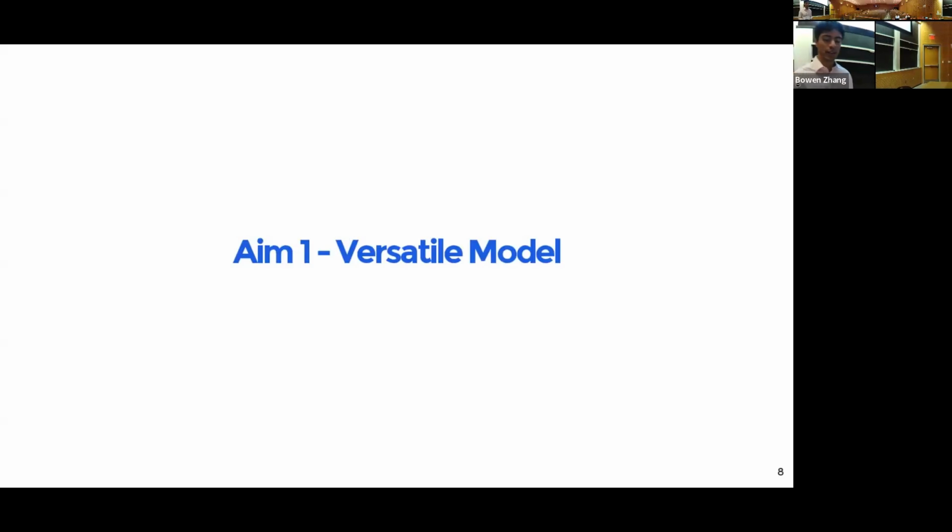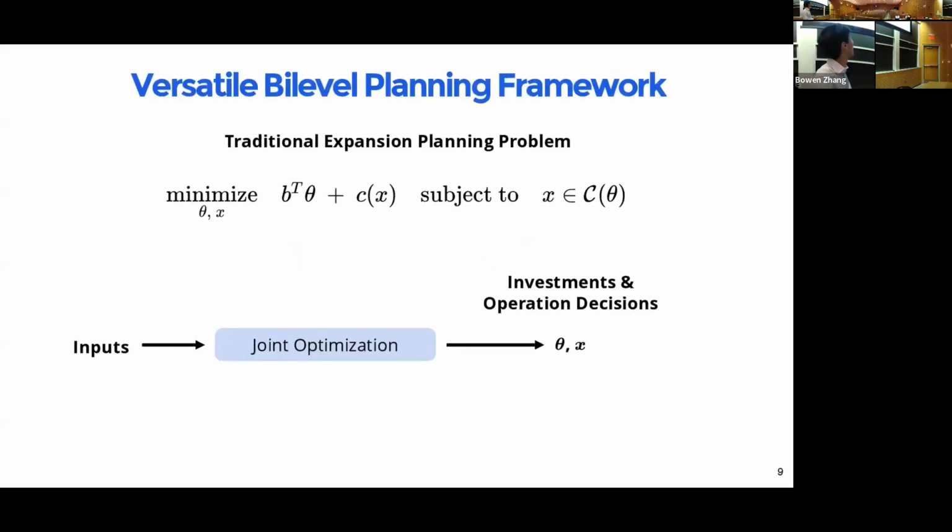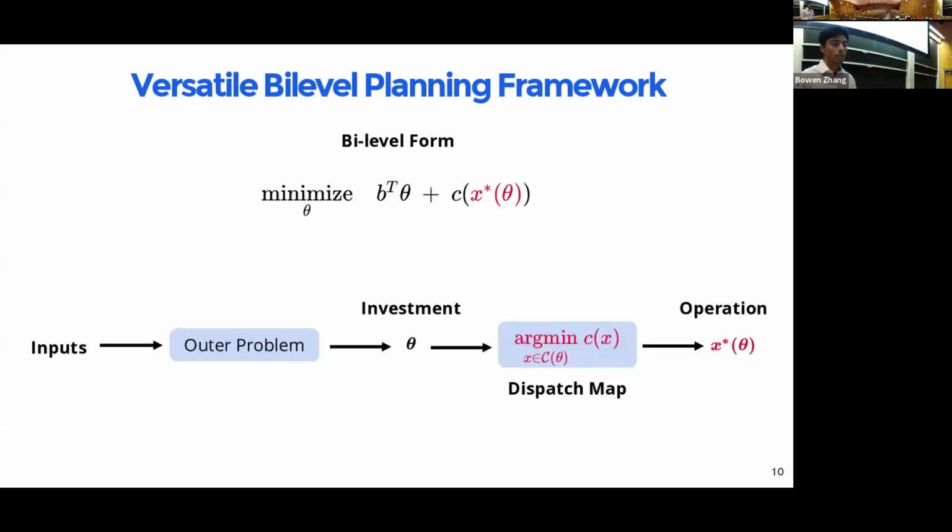Okay, so for this first aim, let's go back to our traditional expansion planning model up here. This is basically just one big joint optimization problem over both investments and operations. But instead, we can decompose this into a two-step decision-making process, where we first choose the investments in our outer optimization problem. And then given those investments, we choose optimal operation. We're going to call this X star of theta.